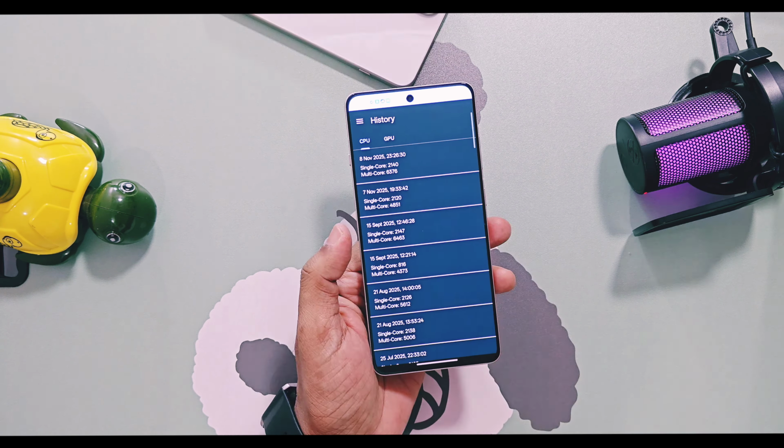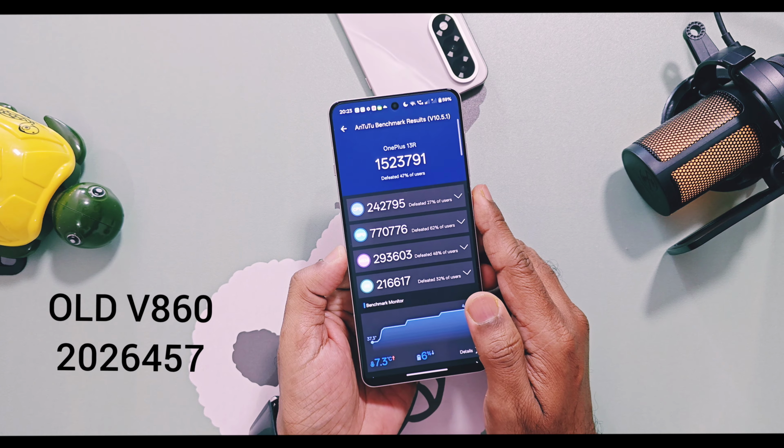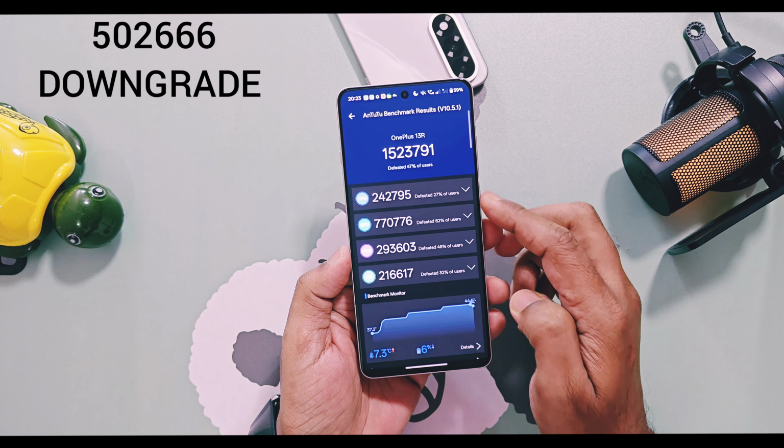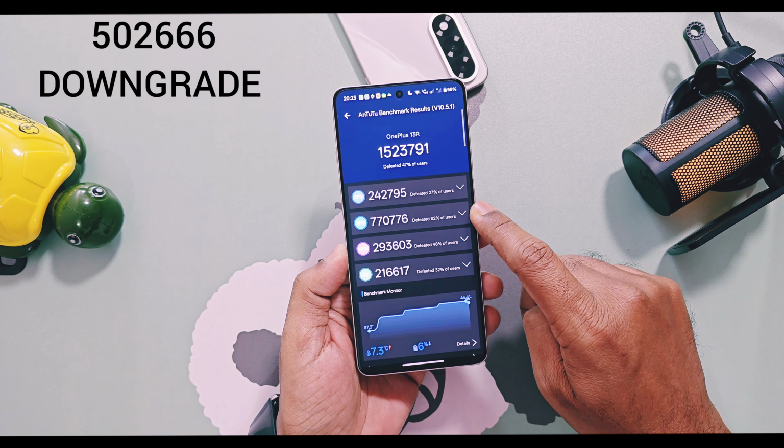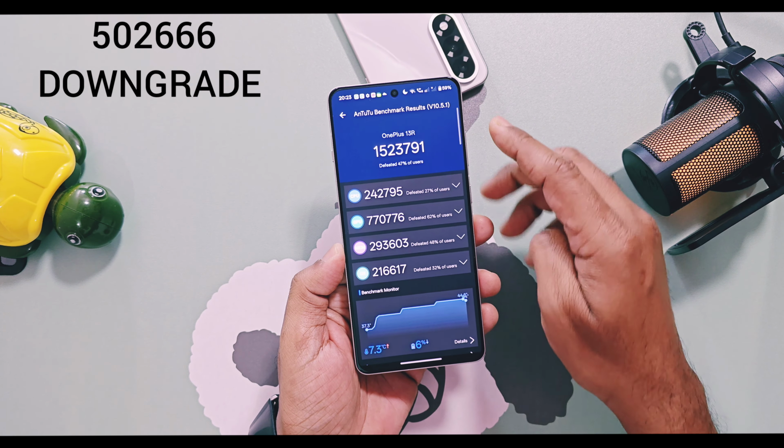But I got shocked when I ran the AnTuTu benchmark test in balance mode. The old OxygenOS 15 V860 scored 20,26,457, while the new OxygenOS 16 V205 with balance mode scored only 15,23,791. A huge 5,02,666 point downgrade compared to the old build. During this test, on the latest version, the temperature rose from 37 degrees Celsius to 44 degrees Celsius. A 7 degrees Celsius temperature increase and 6% battery drain happened during this test.